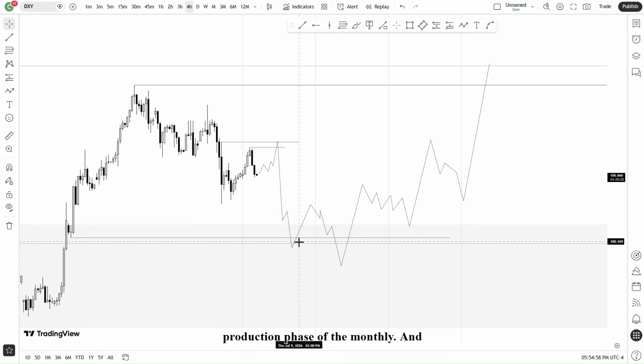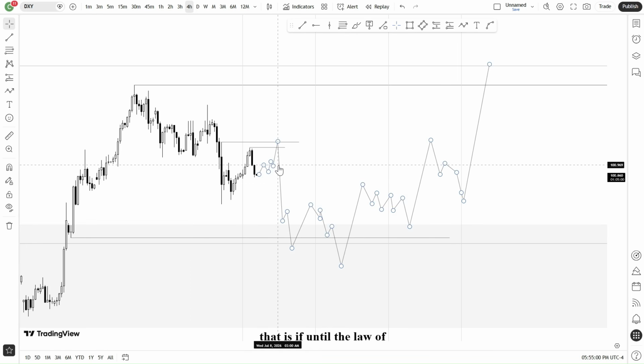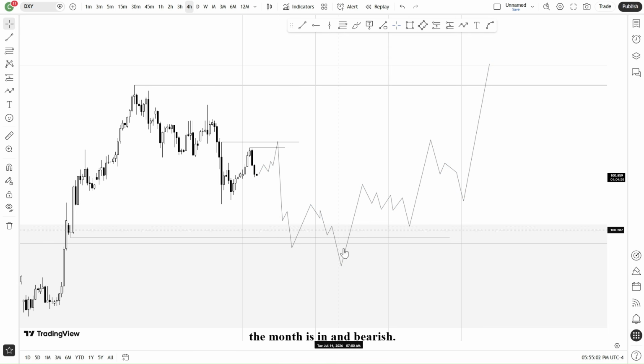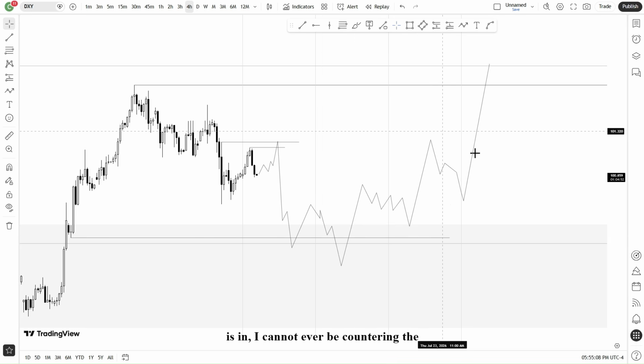of the monthly. And until the low of the month is in, I'm bearish, right? And once the low of the month is in, I cannot ever be countering the low. I cannot ever be countering this guy because there's a difference between retracement and a protraction phase. Protraction phase can also give opportunities, right?